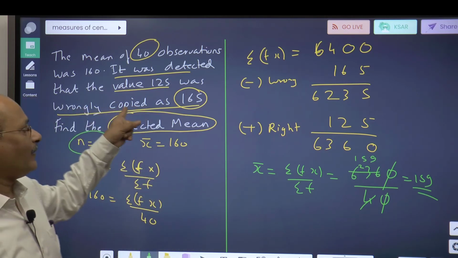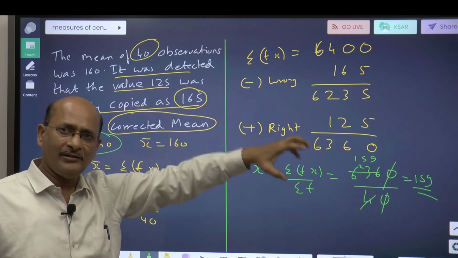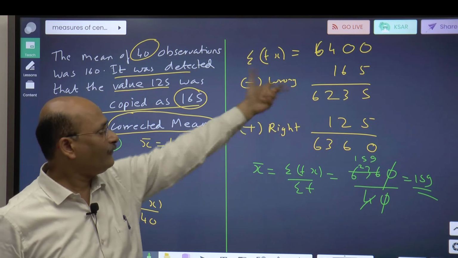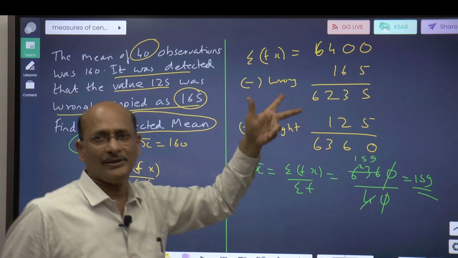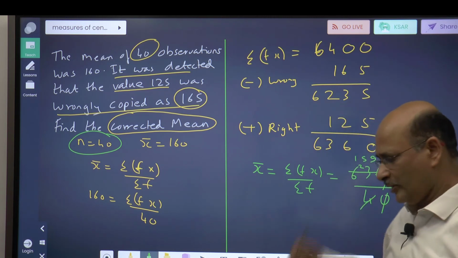So when you get this type of sum, what will you do? From the total, subtract the wrong data and add the correct data. So you rectified the error manually, but I am showing you mathematically. I hope you got this point clear, children.